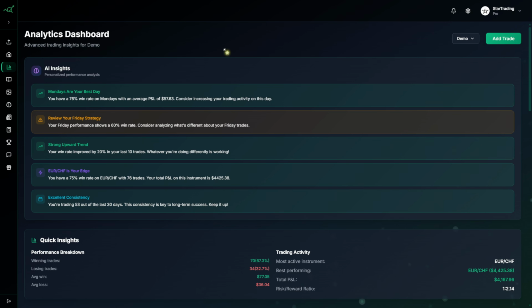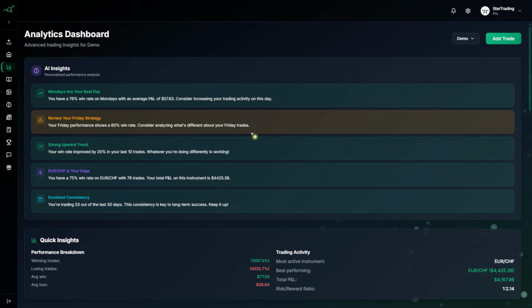Now we have finally arrived at the most important part of TradeLens, which is greatly going to increase your profits in the market. First things first, the integrated AI in TradeLens is going to give you insights on how to improve your strategy. TradeLens also has an AI assistant which you can ask questions, but we're going to get to that later on. Now, the first thing that I can already see: your Friday performance shows a 60% win rate. Consider analyzing what's different about your Friday trades.